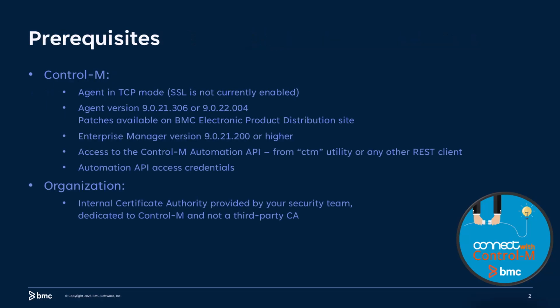Note that this procedure is for agents that currently do not use SSL. For agents that already use SSL, you might consider temporarily disabling SSL to perform this procedure. Otherwise, it is possible to lose communication with the agent partway through. Also note that agent patches 9.0.21.306 or 9.0.22.004 are required to deploy certificates through AAPI.